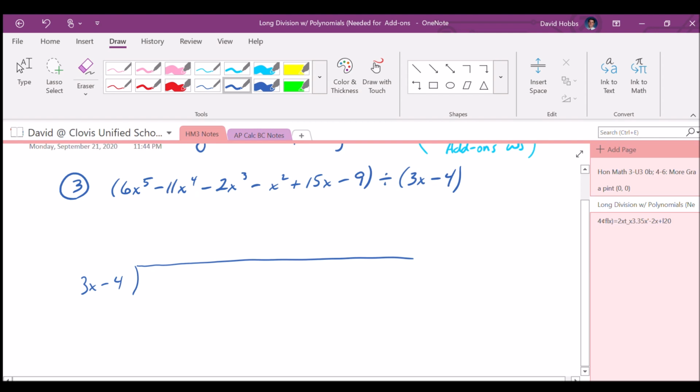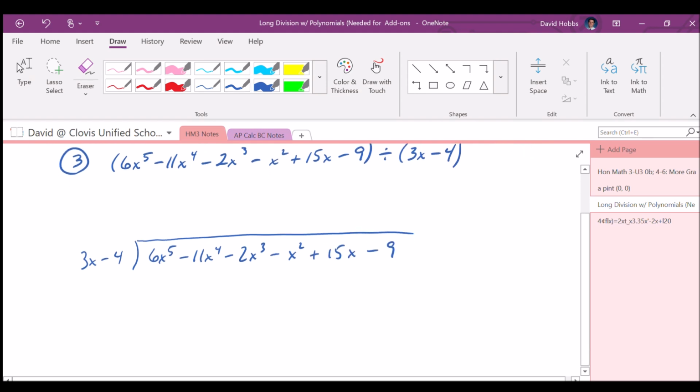Now make sure it's in descending power. So the highest power needs to be on the left, and it needs to descend as you go to the right. So 6x to the 5th. And if it happens to skip a power, you might put in a placeholder. Like if it skipped an x to the 4th, maybe you'd say plus 0x to the 4th or something like that. But you don't have to with long division. So just make sure it's definitely in descending powers of x on the inside here and on the outside as well. Minus 11x to the 4th minus 2x to the 3rd minus x squared plus 15x minus 9.